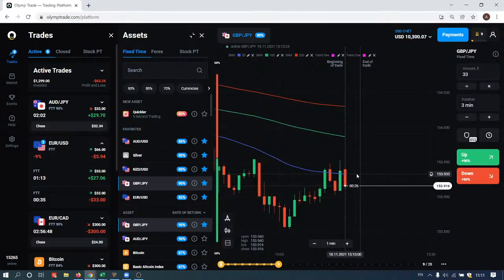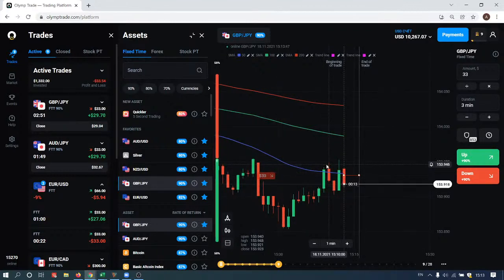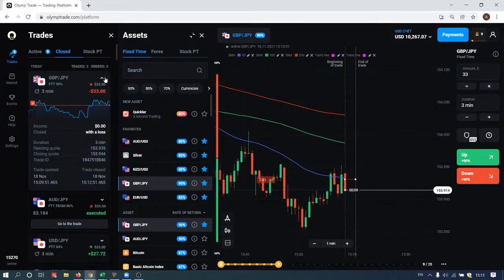And GBP JPY. Wow. See, okay, let's try once again, because the level is still there, even though my trade closed with a loss, not with a profit. Still, the level is there, so why not give it a try?